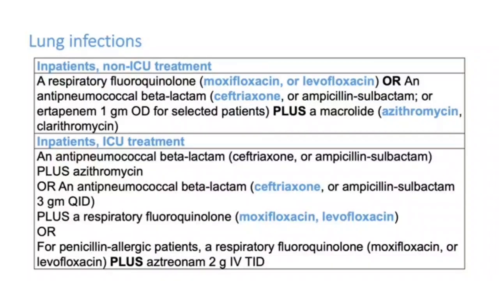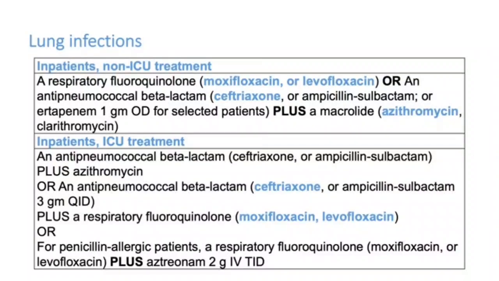We can go for alternative therapy like ampicillin sulbactam, or ceftriaxone, or azithromycin with ertapenem. Like that, we can select alternative therapies. But in patients with a respiratory infection who are admitted to the ward, moxifloxacin or levofloxacin IV will be a good choice. If the patient is admitted to ICU, we need to give higher antibiotics like ceftriaxone.